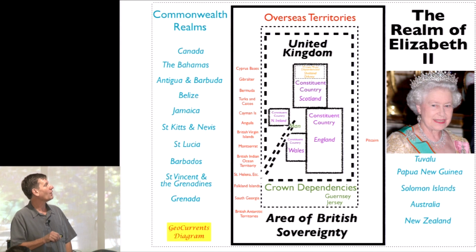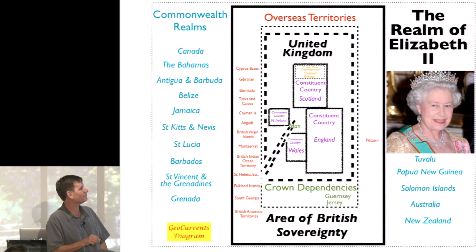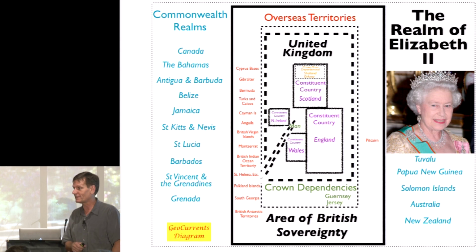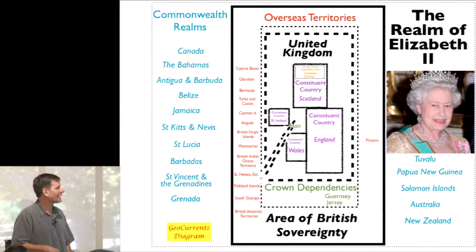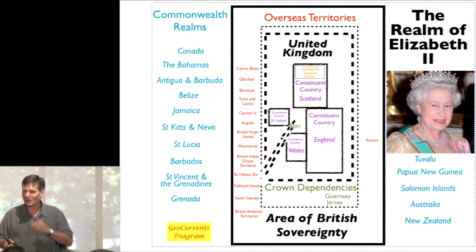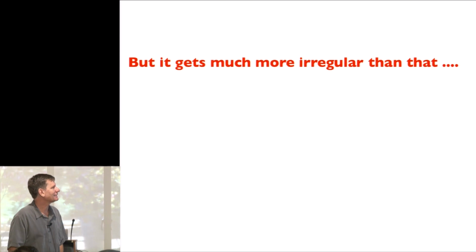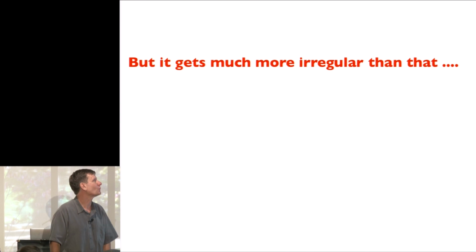We have our overseas territories, of which there are a number of them, mostly small but inhabited. We have Commonwealth realms that are independent states, but who's their head of state? Queen Elizabeth II, so she's the head of state of Papua New Guinea and Canada and Barbados and these other places. So again, complexity, I guess, is my watchword here.